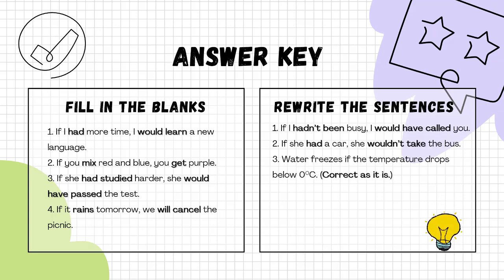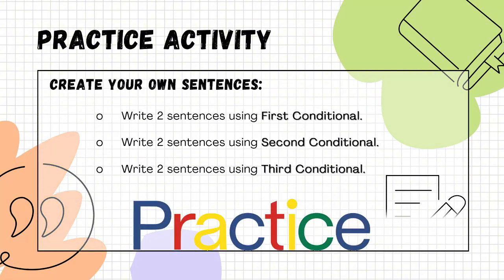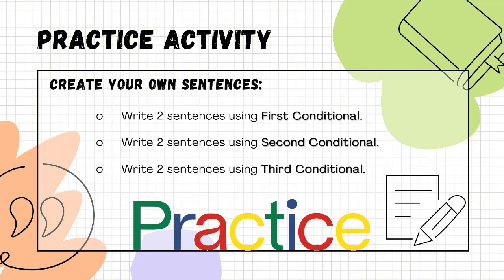To wrap things up, here's a fun practice activity. I want you to create your own sentences using the conditionals we've learned. Here's the challenge. Write 2 sentences using first conditional. Write 2 sentences using second conditional. Write 2 sentences using third conditional. Feel free to get creative. You can write them down in the comments below. If not, share your sentences with a friend or teacher for feedback.